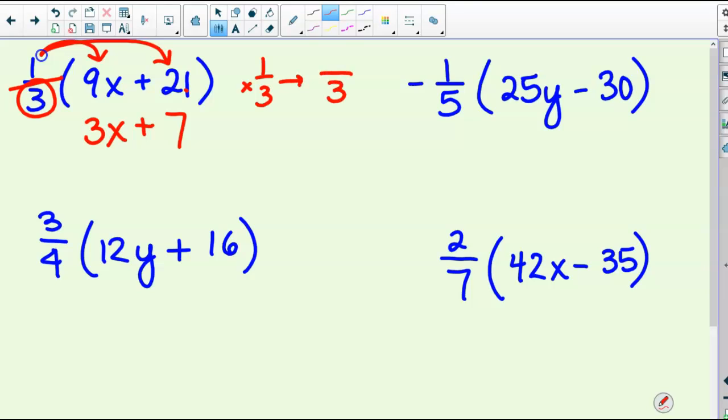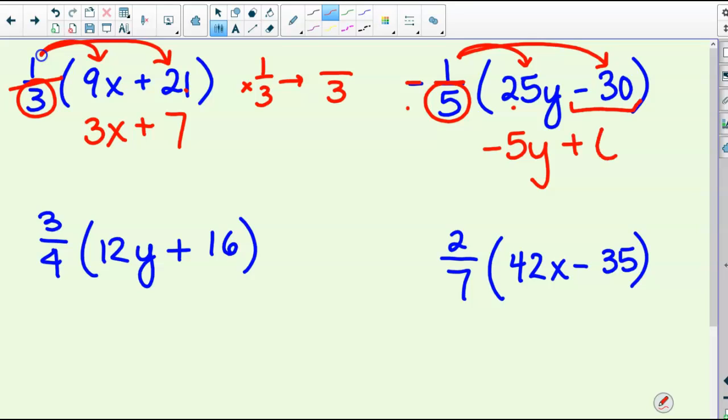Let's look at the next one, negative 1/5, and that's going to get distributed, or multiplied. Multiplying by negative 1/5 is the same as dividing by negative 5. So in my head I'm doing 25 divided by negative 5 with my y, and then negative 30 divided by the negative 5, which would give me positive 6. Let's try a couple more.